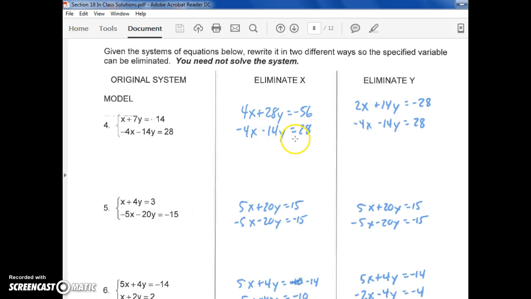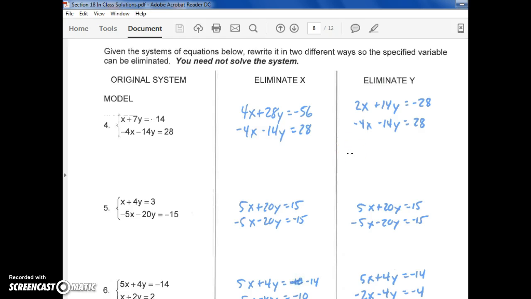I left it alone. For eliminating y, I had to make sure that these y's were the same. I've got a 7y and a negative 14y. Probably the easiest thing to do then is to multiply this top equation by 2 to turn that into a positive 14y. When I do that, I have 2x plus 14y equals negative 28. And again, we're just setting it up, and we're not solving it in this activity.